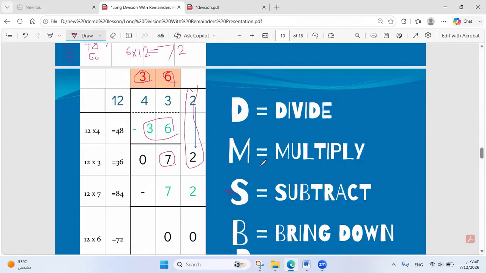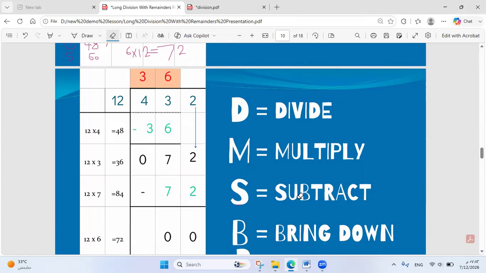So we put the 6 here. And then we multiply again. 6 multiplied by 12 equals 72 exactly. Then we subtract again. 72 minus 72 equals zero. Then we don't need to bring down any numbers. There are no numbers to bring down. So the answer is 36. I hope you understand this question.